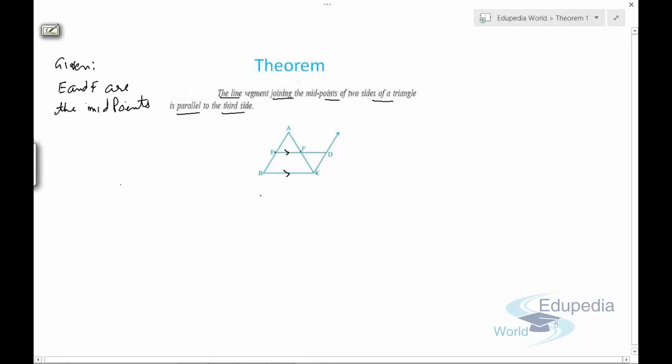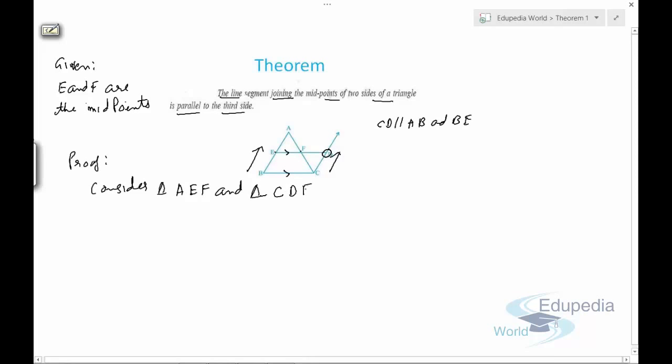Now, for construction, we extend the line EF to a point D such that this line is parallel to this line. So we can say that CD is parallel to AB and BE. So CD is parallel to AB and BE. That is the construction, so now let's discuss the proof. For the proof, consider triangle AEF and triangle CDF.